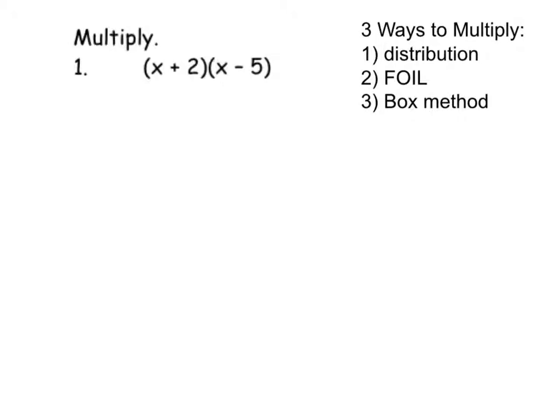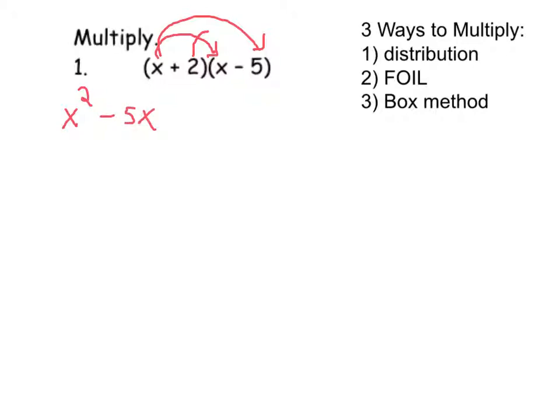Distribution means I'm going to take this first polynomial and I'm going to take each term and multiply it times each term in the second polynomial. So what I would do is I would take this x and multiply it times that x, and x times x gives me x squared. Next, I would take the x and then multiply it times the negative 5. So the x times the x and the x times the negative 5. Well, x times negative 5 is negative 5x.